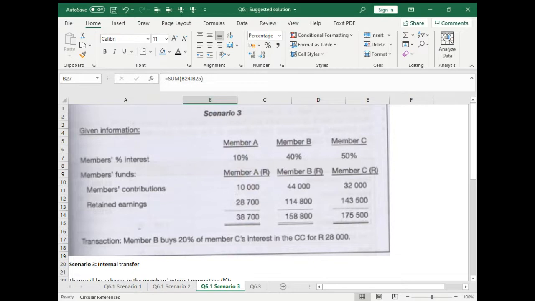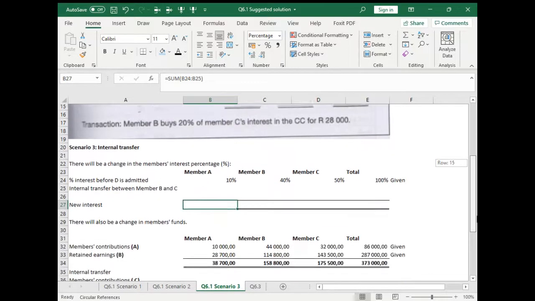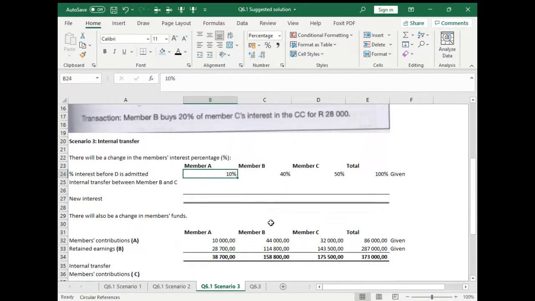If they give you this type of scenario, that is where the trick is going to be. You need to read carefully what they've written. Is it a part of his percentage or a total percentage? Okay, so let's have a look. How would you do this? We start the same as we've done with everything else, with the normal percentages based on member A, B, and C's current portfolio.